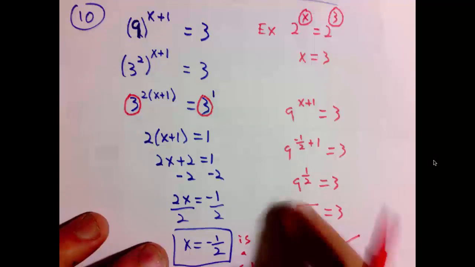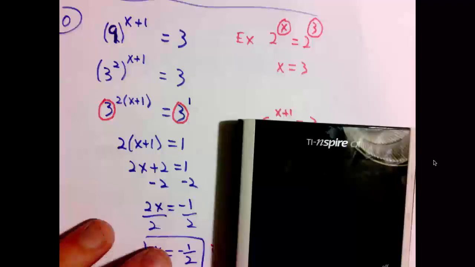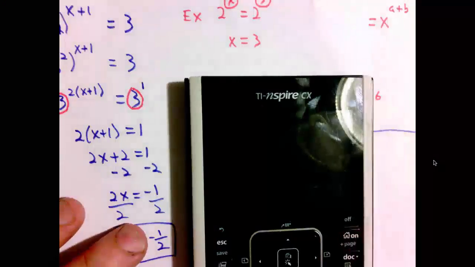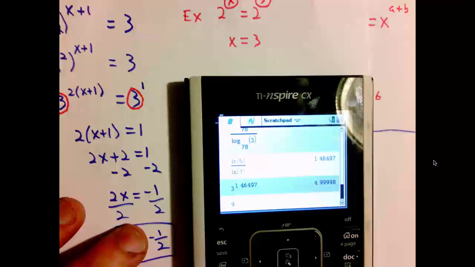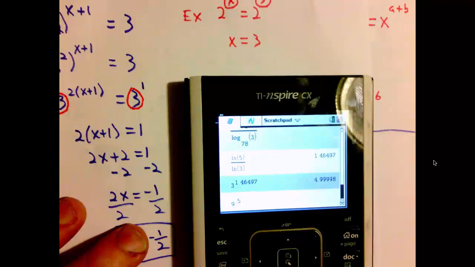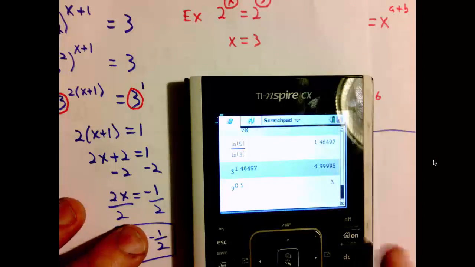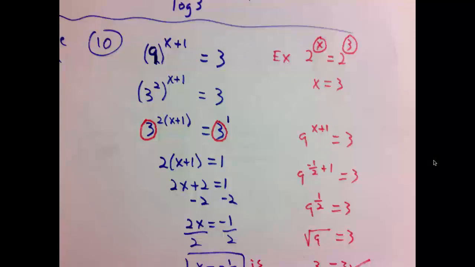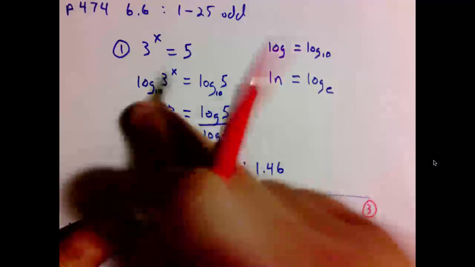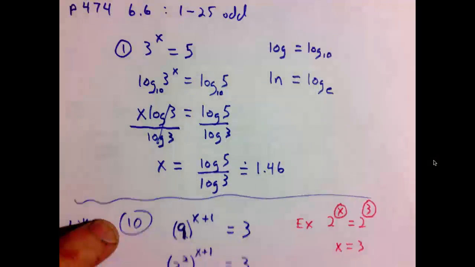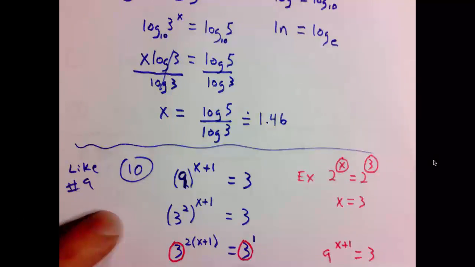Okay, I will show that 9 to the 1/2 is indeed 3 using my calculator. I'll verify that. 9 to the power of 1/2, 0.5. It's 3. Okay. So that will help you with many of the remaining ones. With these two problems, taking the log of both sides and making this base change, you will be able to handle the rest of those problems.